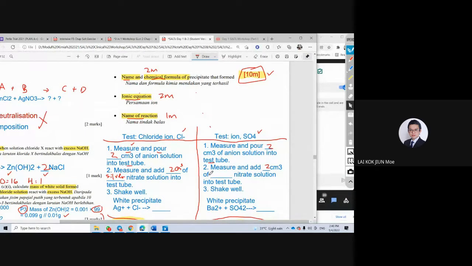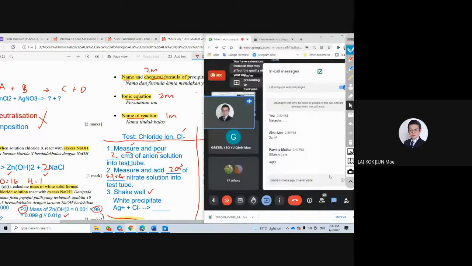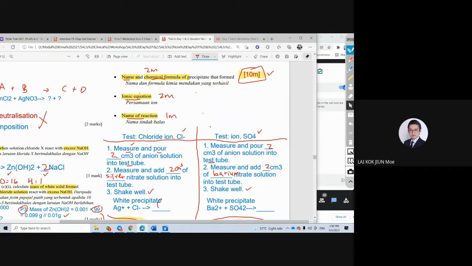This one is barium. And this one you can shake it. Alvin, now you can shake already. Now you happy, Alvin. Okay. So the formula will be AgCl. Thank you, Pravina. AgCl. Another one will be BaSO4.